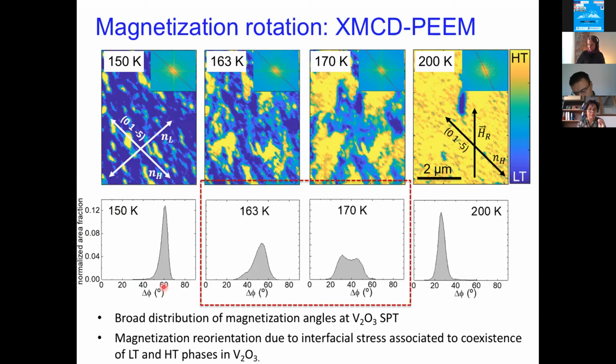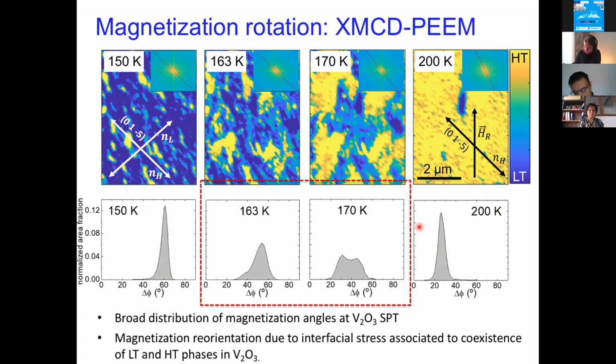If you go in the middle of the transition of the V2O3, then the distribution is broad. So this means that it's already an indication that we have a coexistence of phases, the high temperature and the low temperature phase here. Also from these histograms, you can already see this is at low temperature centered around 60. It's around 25 centered for the high temperature. So there is this reorientation of about 35 degrees or so.